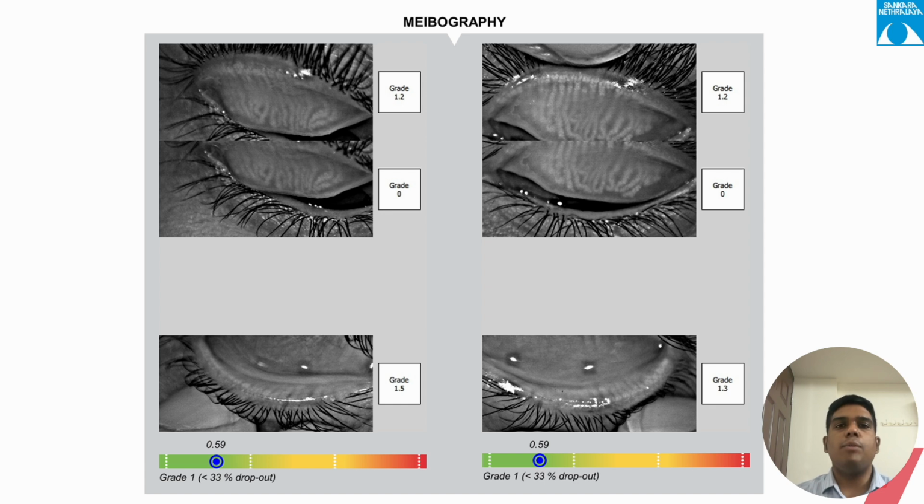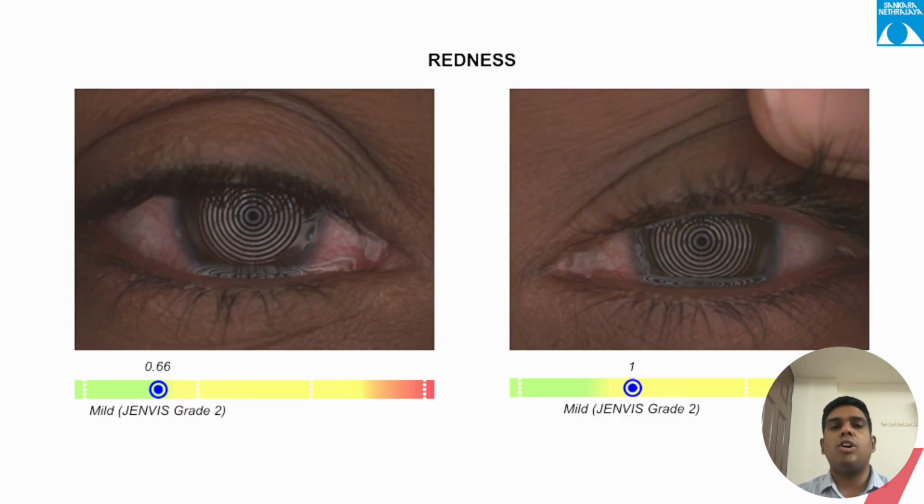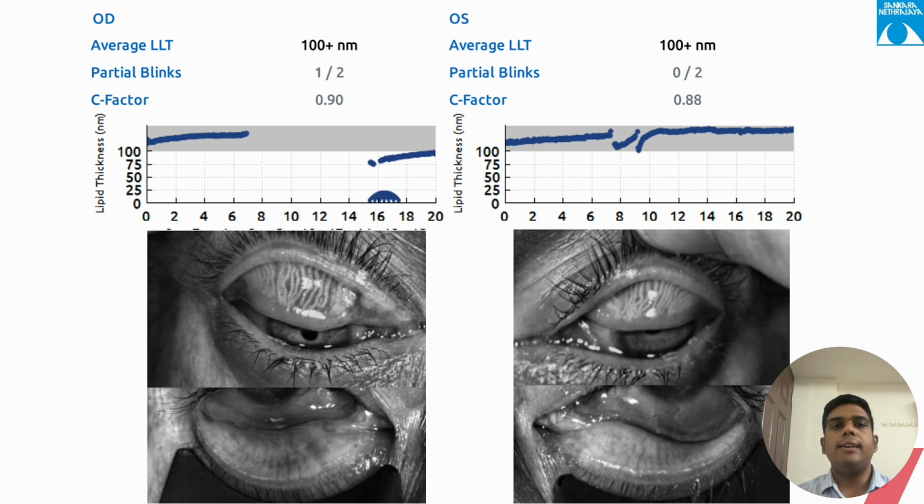And here is the meibography, which shows mild gland shortening and early dropout. And there is mild redness according to the Jenvis scale. Here is the lipid layer dynamics along with the meibography images. The lipid layer shows increased thickness, which can be due to stagnant sebum and unstable tear film. Meibography also shows mild gland shortening and early dropout. The gland morphology is not affected much, so these patients usually respond to warm compress therapy or lipid therapy.